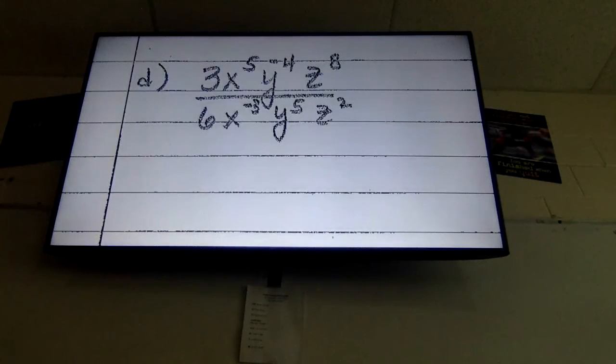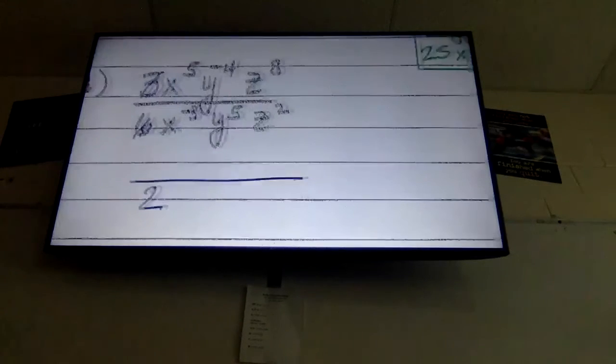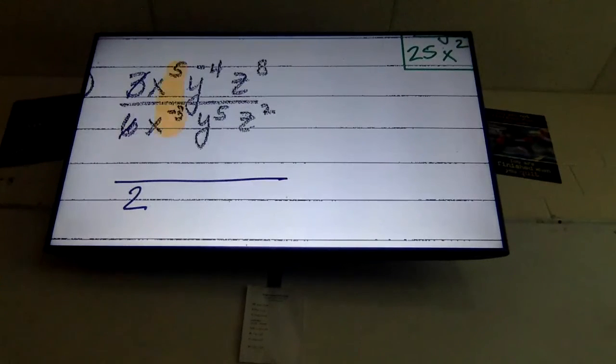Letter D. What I would probably do first is I would see if I can simplify anything. You're welcome to move your numbers if you want, but I'm actually just going to simplify as is. So I've got 3 and 6. I know I can take a 3 out, and I'm left with the 2 in the denominator. I'm going to do my x's, so I'm going to do 5 minus -3. That becomes a positive 8.